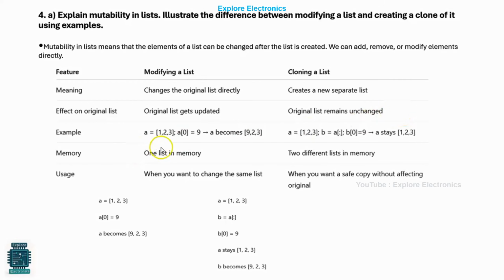Clear? One list in memory. Here only one list is there in memory, because I am modifying the same list. Here two different lists are there in memory because of cloning. When you want to change the same list, modifying takes place. When you want a safe copy without affecting the original, when you want the same copy of that original and that should not affect the original, then go with cloning a list. Here I have explained these examples in detail. Go through that once again.